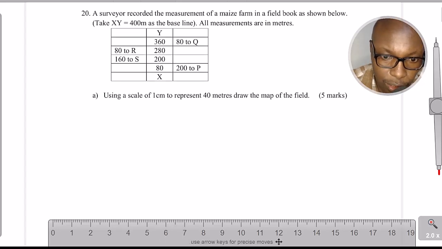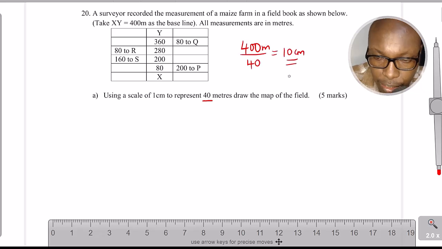Part A of the question: using a scale of 1 centimeter to represent 40 meters, draw the map of the field. Since you're given the baseline as 400 meters, you need to draw that in centimeters. Given the scale that 1 centimeter represents 40 meters, for 400 meters as the baseline, we will have to draw 10 centimeters. So the baseline will therefore be 10 centimeters.